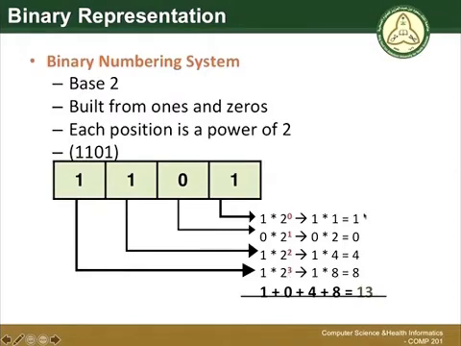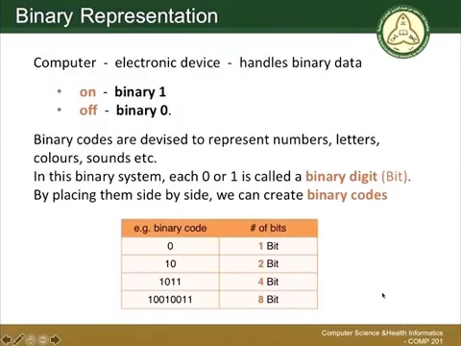If we sum them, 1 plus 0 is 1, 1 plus 4 is 5, 5 plus 8 is going to be 13. So this binary number is a representation of the number 13 in decimal.